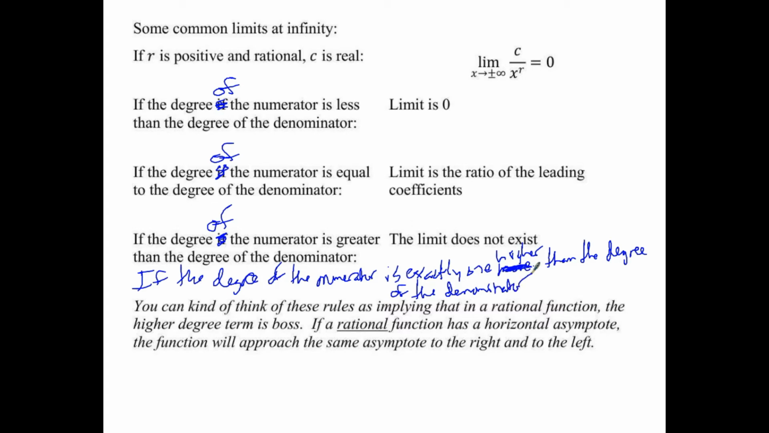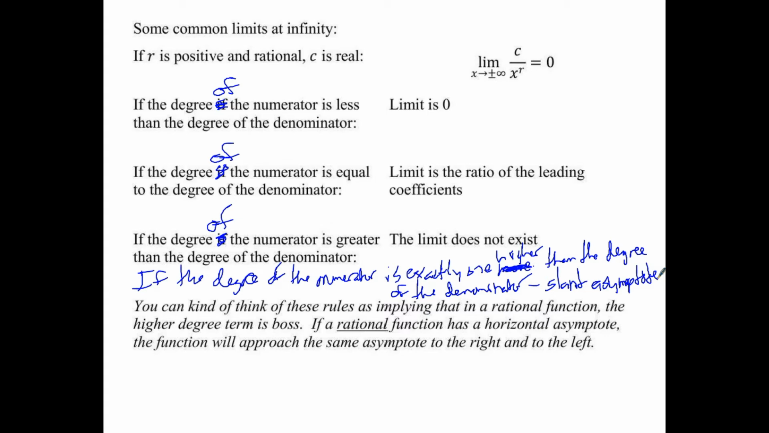So if the degree of the numerator is exactly 1 higher than the degree of the denominator, that is what's called a slant asymptote. And we'll get into slant asymptotes at the end of this section. I think we'll see one, and then a little bit more in the next section.